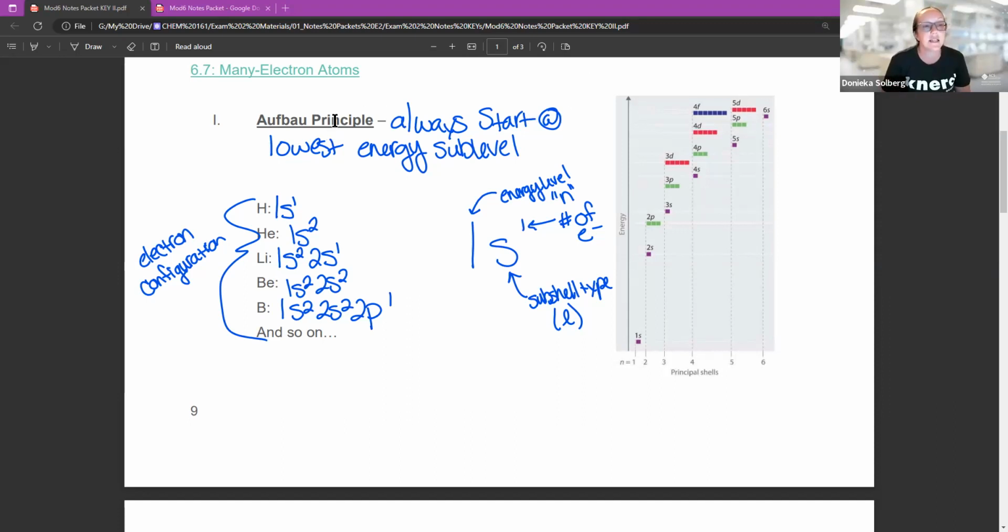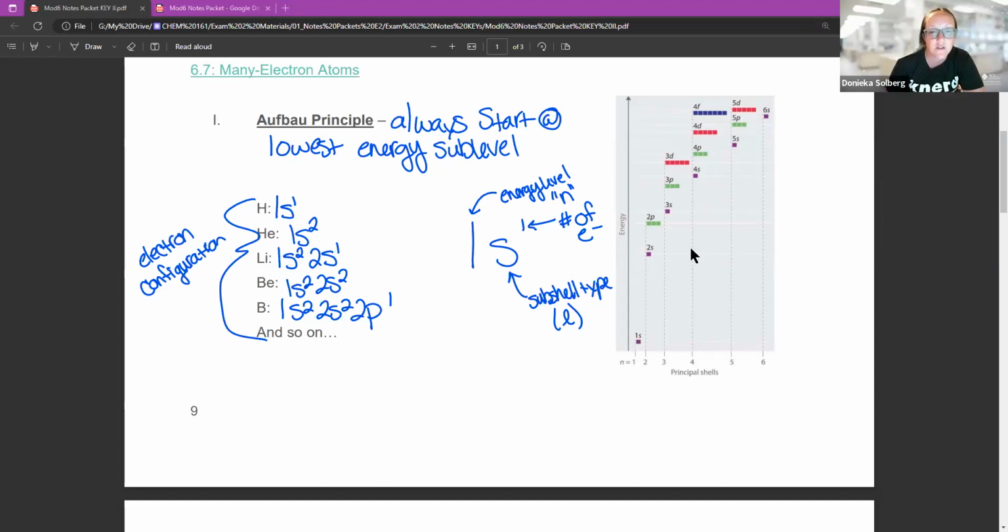So first is the Aufbau principle. And that is that electrons always start at the lowest possible energy sublevel. What that means is they want to be as close to the nucleus as possible. And then once those orbitals are filled, they'll move further and further away. So one way to represent this is, if my nucleus was down here, for example, the first shell, the one closest to the nucleus, is the 1s. Okay, and that's where 2 electrons can go.